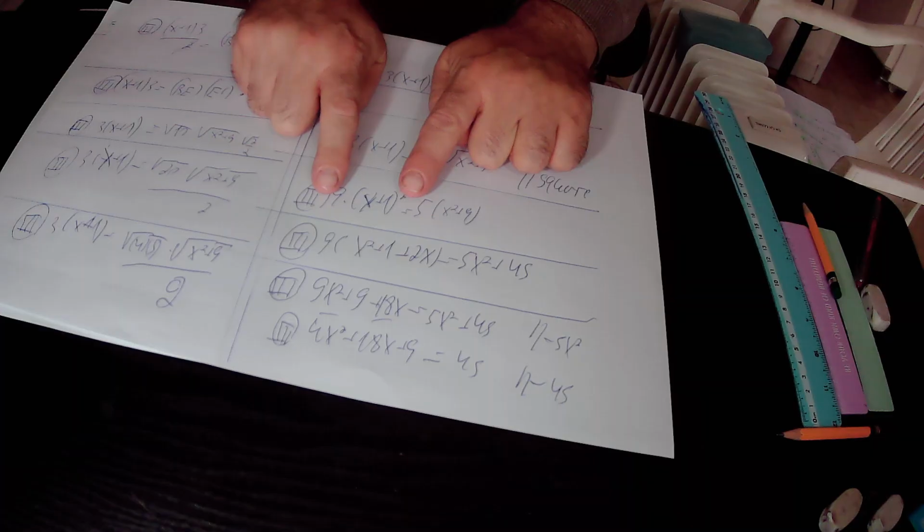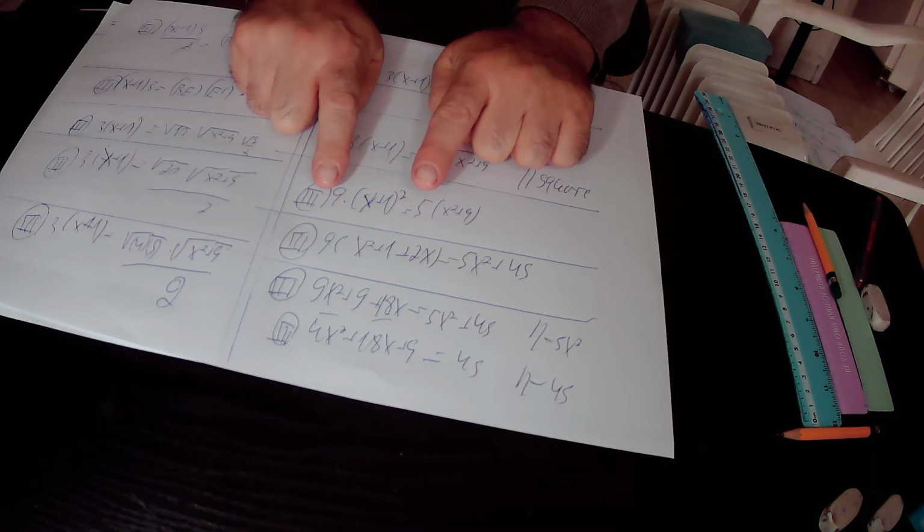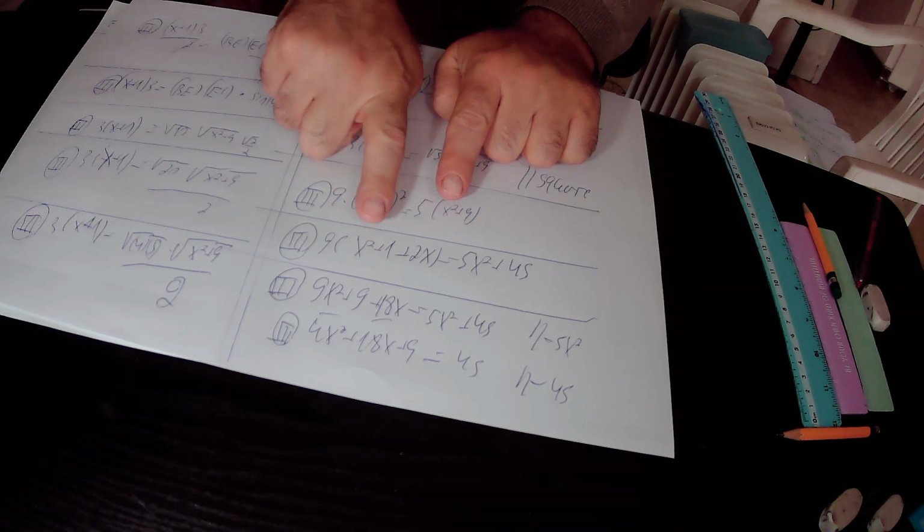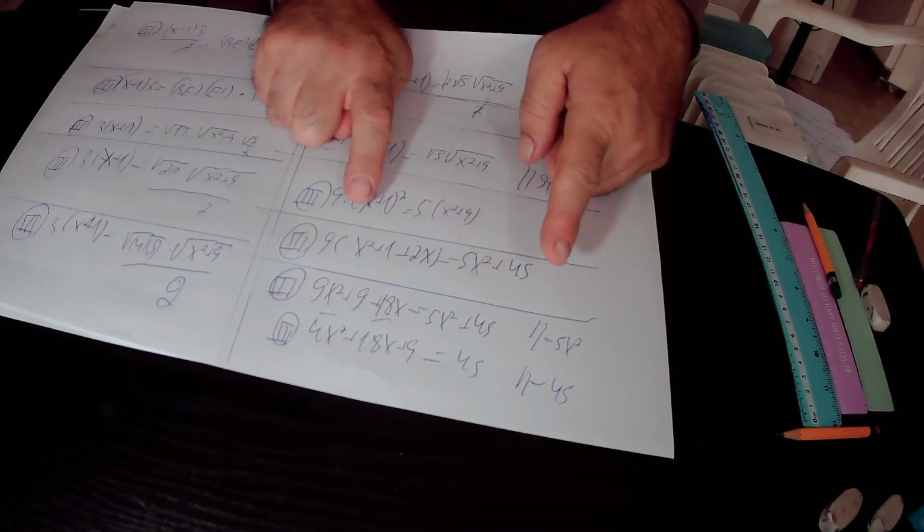Here we open the brackets of this side of this equation, equation 3, and found that 9 times x squared is 9x squared, 9 times 1 is 9, 9 times 2x is 18x, and it equals 5x squared plus 45.